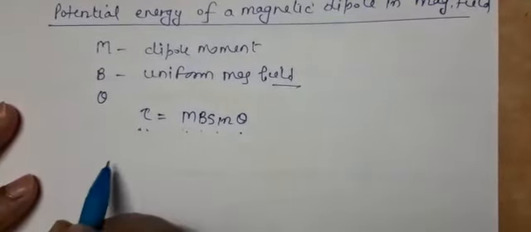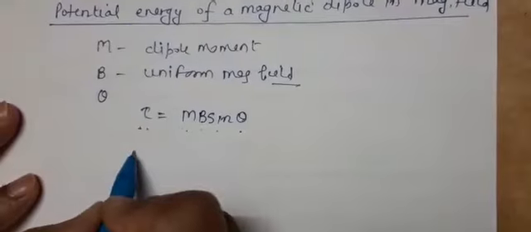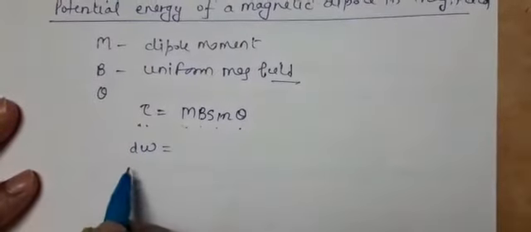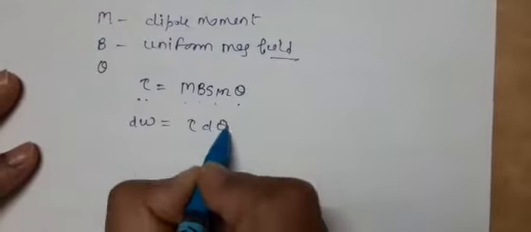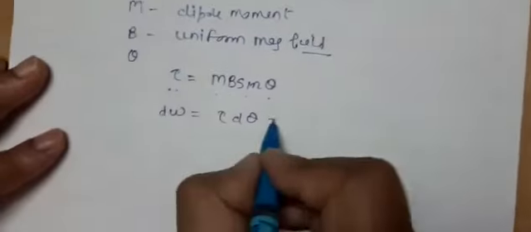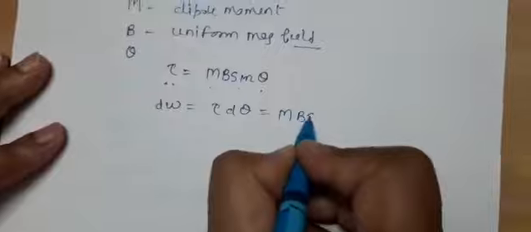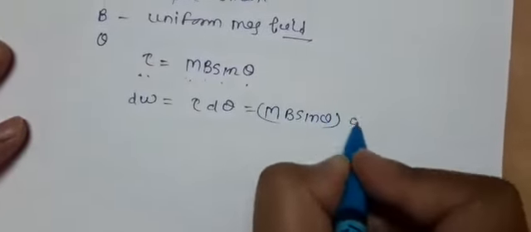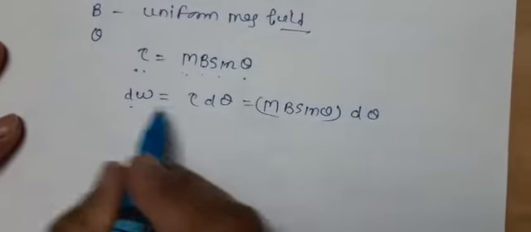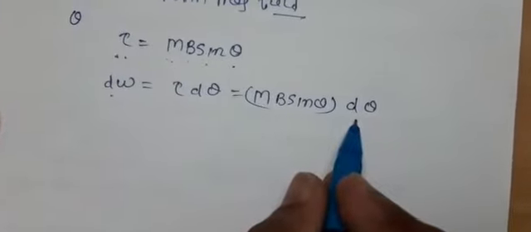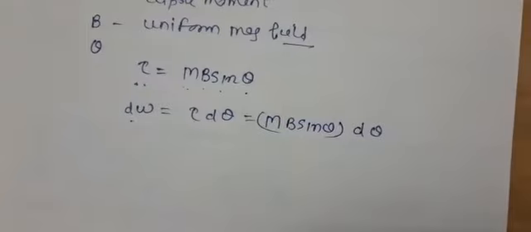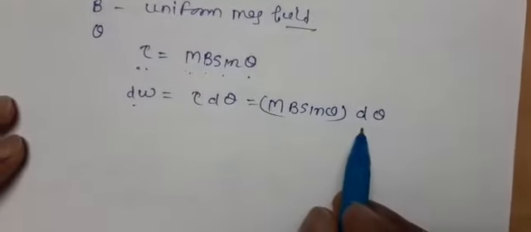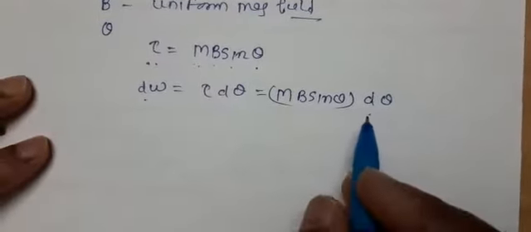So first of all, what we will do? We will calculate small work done. Small work done in rotating the dipole through small angle d theta. It will be given by mb sin theta into d theta. So this is a small work done. Suppose a magnetic dipole we are taking within the same uniform field, but it is rotated through a small angle d theta.